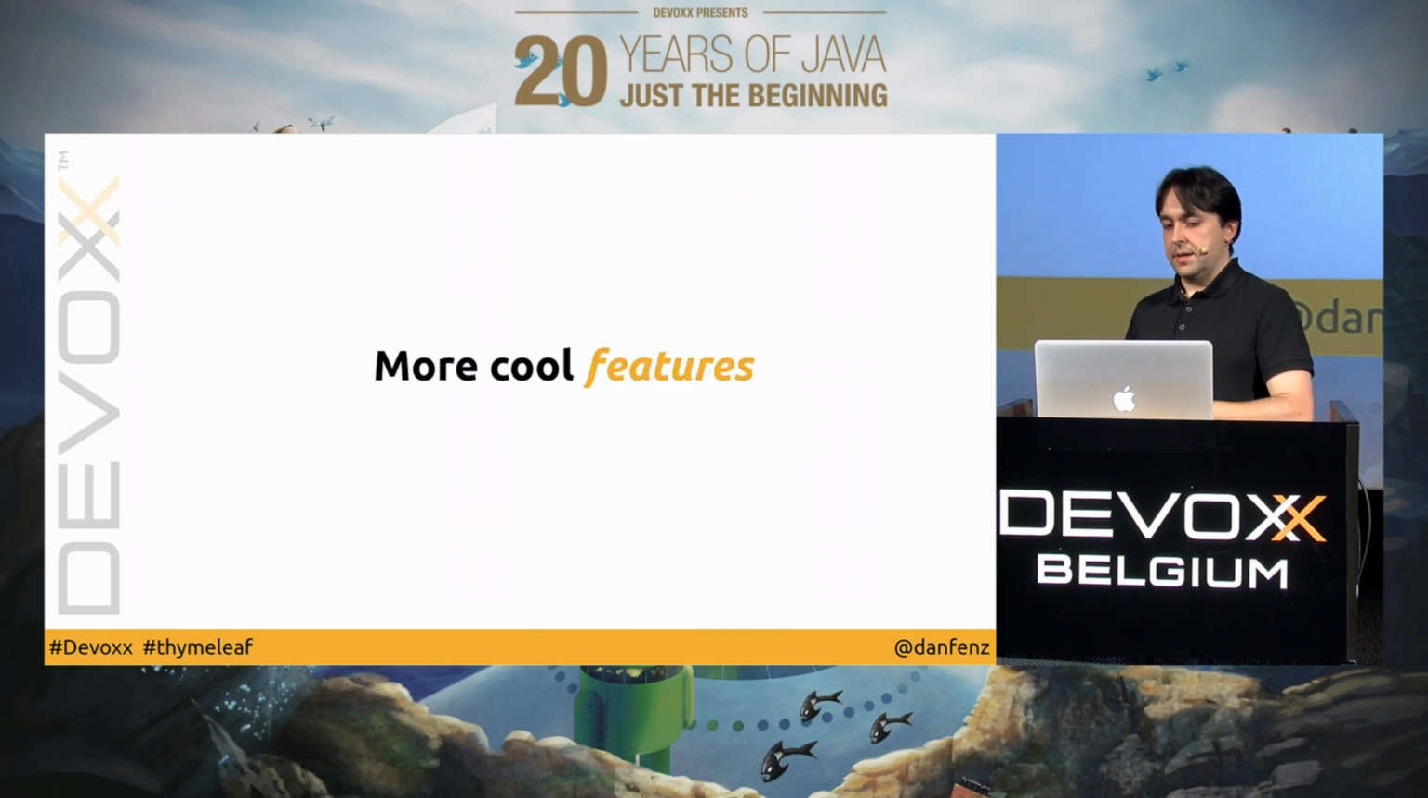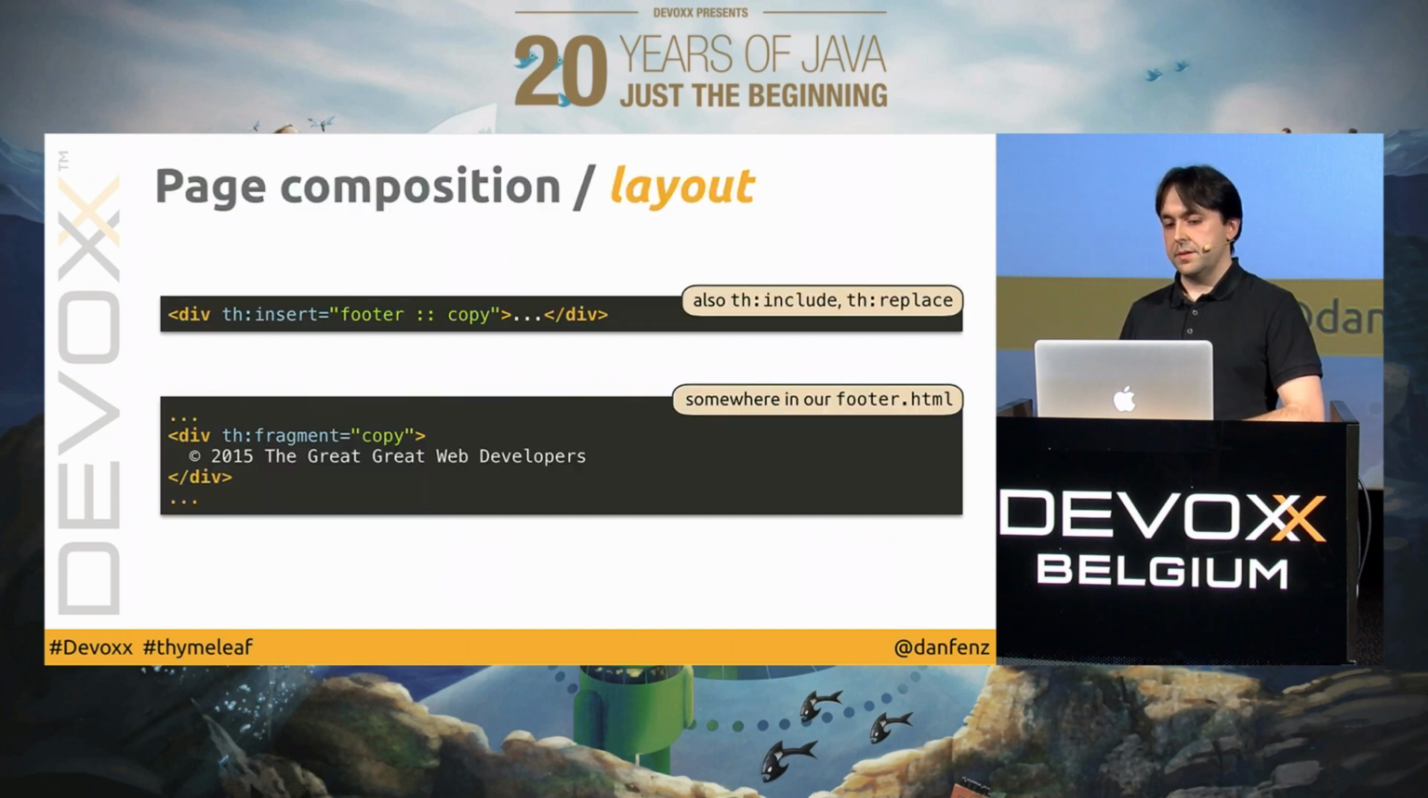Okay, so until now, the things that we have seen are the very basics of Thymeleaf, and also the very basics of how it bridges the gap. But there are many more cool features that make Thymeleaf a bit different, and that actually build on this capability. So let's see some of these features, some of these things that make Thymeleaf a bit different than the others. First of all, page composition.